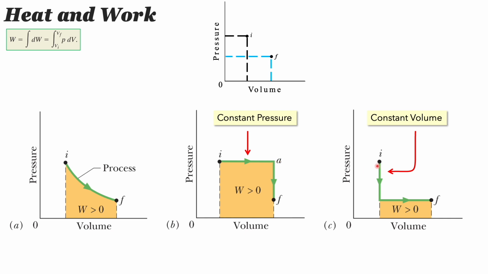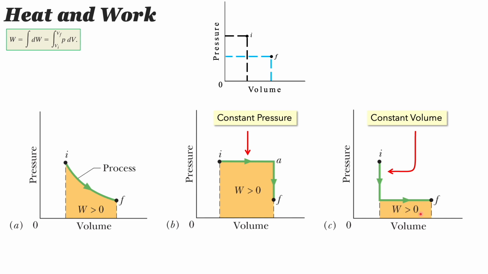We go from I to another intermediate state by keeping the volume constant, and then we move from this intermediate state to a final state here. So, the area under the curve is highlighted with this orange color.